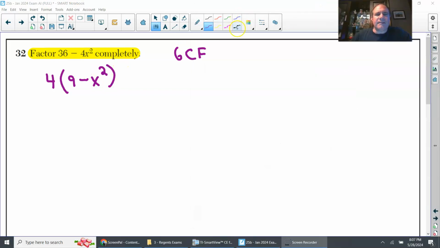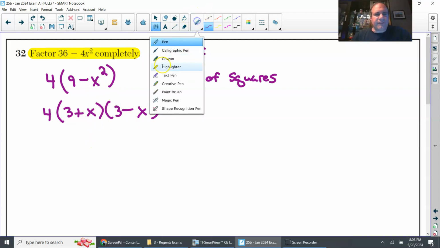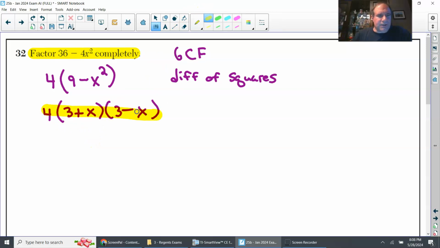And you see inside that parentheses, I have the difference of squares. Right? So now I have 4. I'm going to bring that down. Two binomials, and a plus and a minus, x and x. So 3 times 3 is 9. 3x times negative x, 3x times 3, those cancel out, and x times negative x is negative x squared. So this is your final answer. Factor completely, you're done, and that's it.